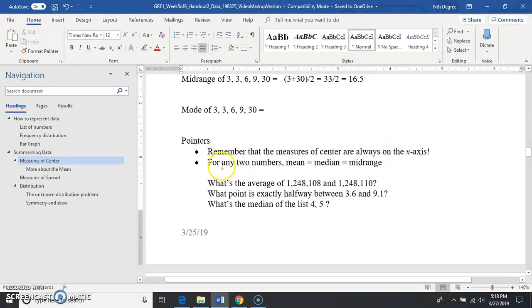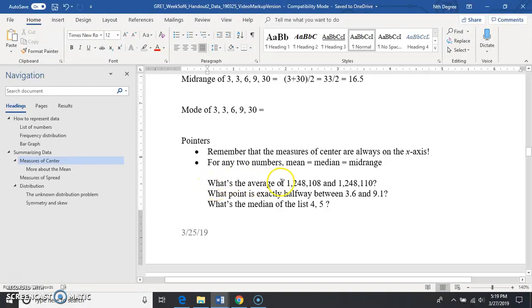Here's another point to keep in mind. For any two numbers, the mean, median, and mid-range are all the same. So the reason this is important is because sometimes the mean is very easy to calculate while the median or the mid-range is very difficult, or vice versa. So you are free to choose whichever one is the easiest to calculate if you're looking at a list with just two numbers in it. For example, here's a problem that you should be able to answer very quickly in your head in about 1 second if you know this secret. And if you don't, then it's going to waste a lot of your time.